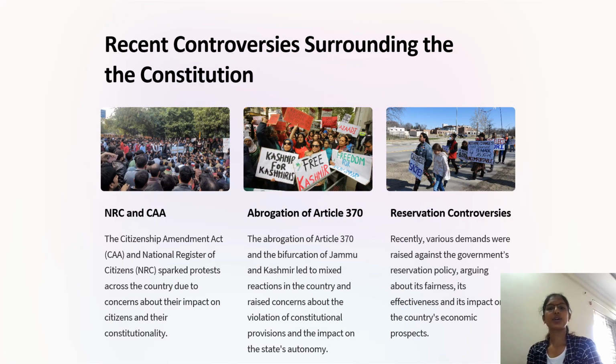Then, recent controversies surrounding the Constitution: NRC and CAA, the Citizenship Amendment Act and National Register of Citizens, sparked protests across the country due to concerns about their impact on citizens and their constitutionality. Then, abrogation of Article 370. The abrogation of Article 370 and the bifurcation of Jammu and Kashmir led to mixed reactions in the country and raised concerns about the violation of constitutional provisions and the impact on the state's autonomy. Then reservation controversies. Recently, various demands were raised against the government's reservation policy, arguing about its fairness, its effectiveness, and its impact on the country's economic prospects.